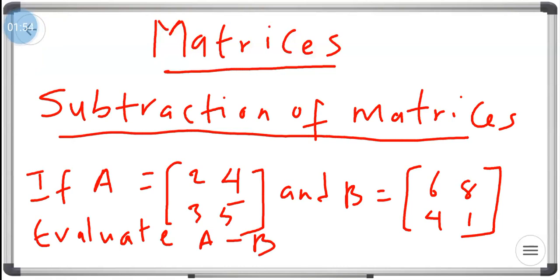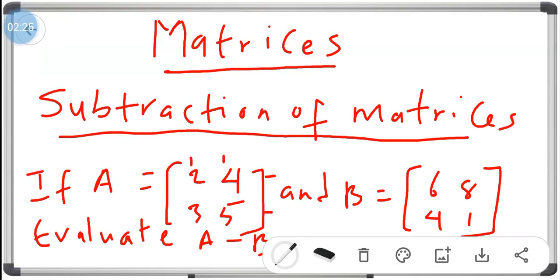Now, the first thing you should know here is that matrix A and matrix B are in the same order. In matrix A, we have row 1, row 2, column 1, column 2, which makes it a 2 by 2 matrix. That is also applicable to matrix B: we have row 1, row 2, column 1, column 2, which is also a 2 by 2 matrix. Now, quickly, let's solve this question.